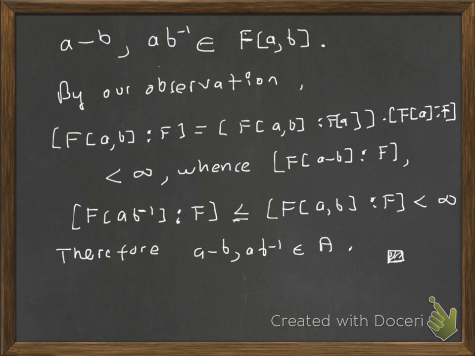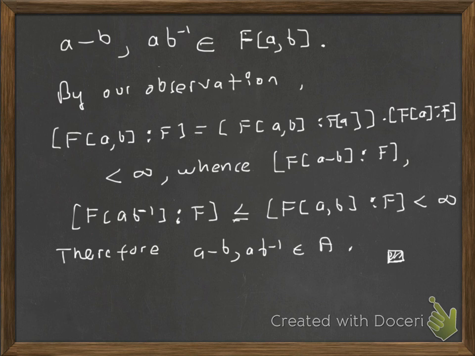That means the extensions of F by A minus B and of F by AB inverse are both finite degree extensions because they sit inside this extension of F. I mean, as vector spaces over F, they are subspaces of this bigger vector space. So each one has finite dimension. That makes these guys finite degree, these guys algebraic over F. Therefore, they belong to A. So this proves A is a field.